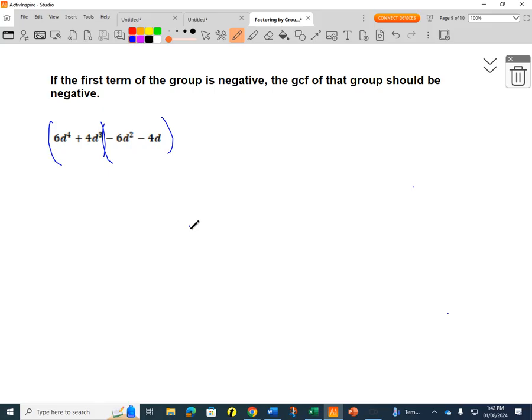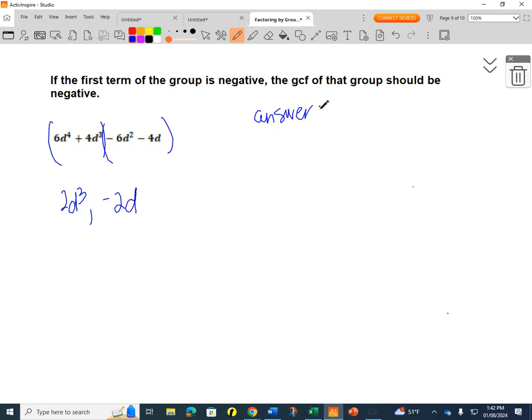Of both groups. Very good. So the greatest common factor of this group is going to be 2d cubed, right? The greatest common factor of this, now this one's negative, would be 2, but since it's negative, we're going to say -2. And this one actually has the greatest common factor of d for the variable. So that's going to be d. Does that make sense? So for our answer, we're going to take the sum of those.